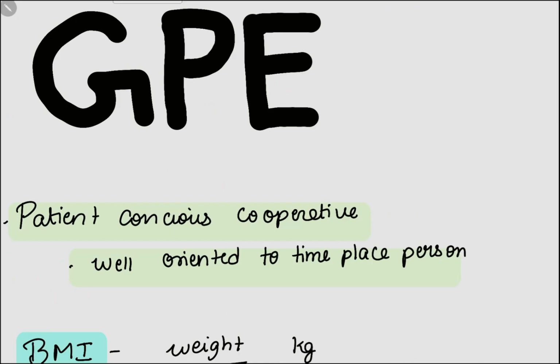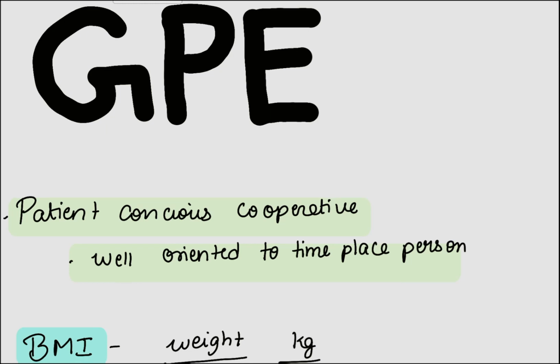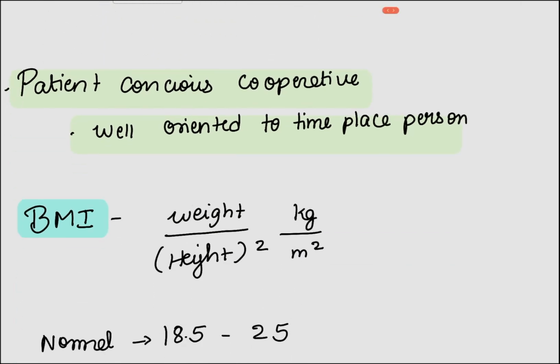After you present chief complaints and history of presenting illness with several other important histories like past history, family history, drug history, and you summarize your opinion, we have to start with the examination, that is general physical examination. We start by saying patient is conscious, cooperative, well oriented, time place person.